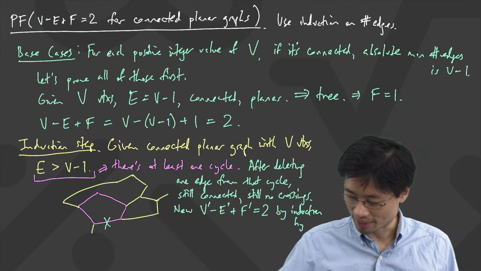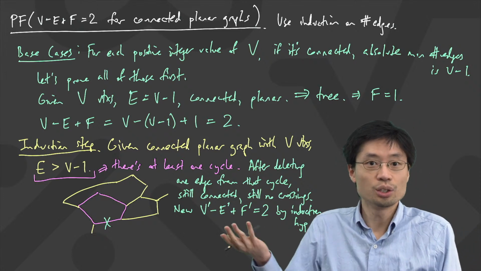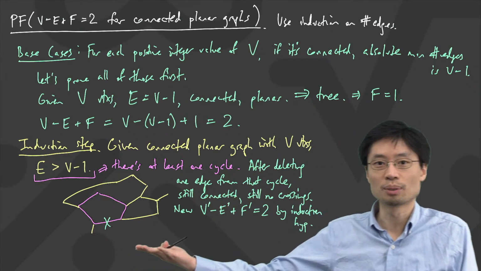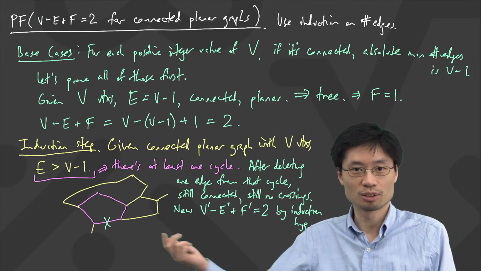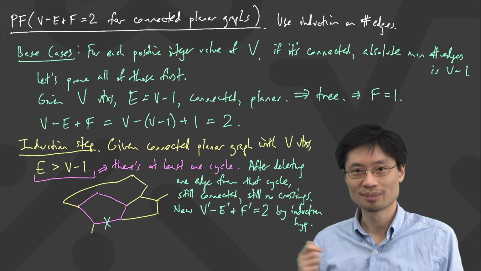I'll write the HYP here. Okay? Are people okay with that? It's like there's this new V prime. Whatever the V prime is, that's the new number of vertices. There's this new number of edges, which is what happened after I took something away. And I have a new number of faces.